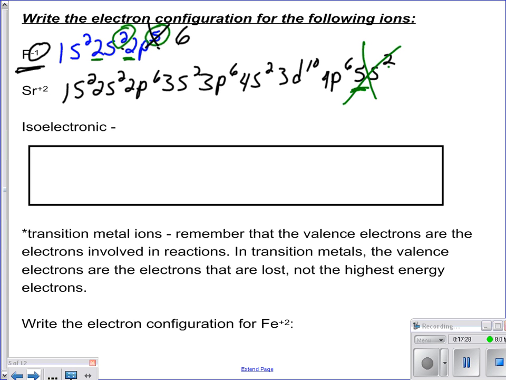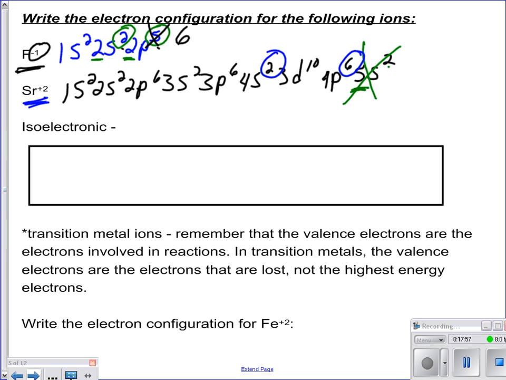Why? Because those are on the outside. Those get knocked off pretty easily. The ones inside of that do not get knocked off. Those stay there. Those are your core electrons. So now, how many valence electrons do you notice that strontium has? 8. So when it forms the strontium +2 ion, it has 8 valence electrons. The 4th energy level is the highest, and there are 8 valence electrons there.